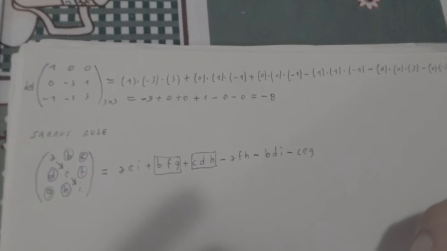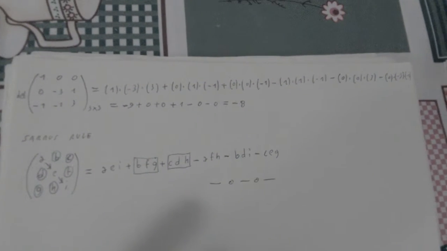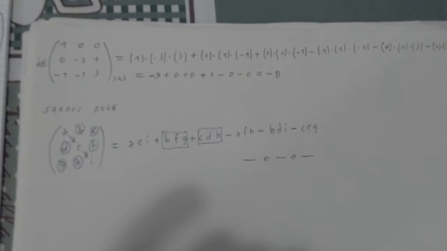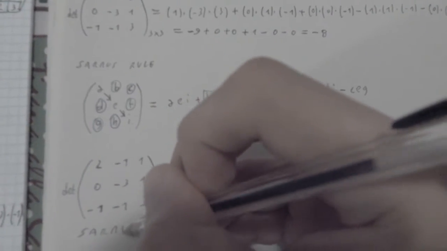So let's do another one, just to familiarize ourselves with it. Let's take a different matrix, something like 2, -1, 1, 0, -3, 1, -1, -1, 3. I prefer -1 to -3, I don't know, for whatever reason. Determinant. All right, so Sarrus rule again.